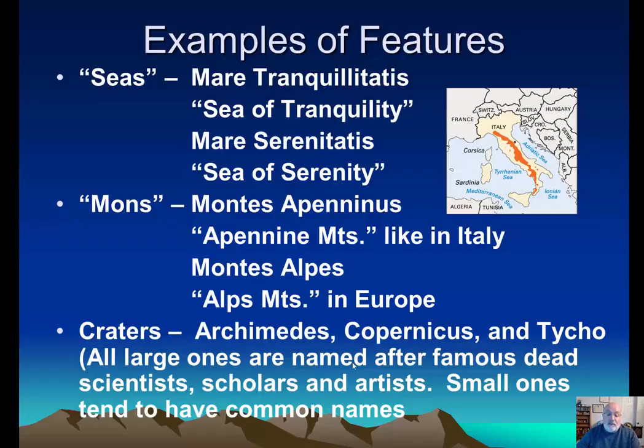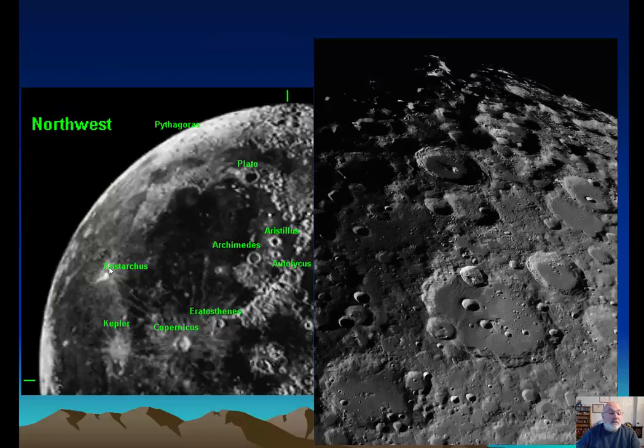The large ones are actually named after famous dead scientists, scholars, or artists like Archimedes or Copernicus or Tycho. And the smaller ones actually have more common names. Here are some of the ones like Kepler, Copernicus, Eratosthenes, Plato, Archimedes, and what is it called in math? Parabolas. I don't know. I'm going to try that or this one. But these are actually named after dead scientists or dead politicians or dead somebody.